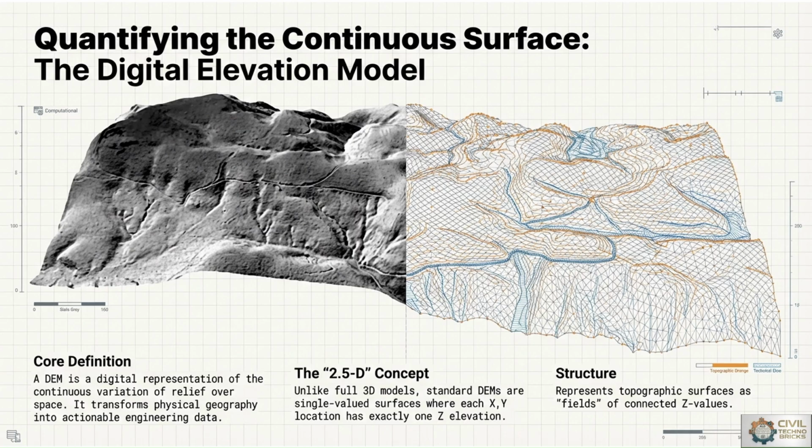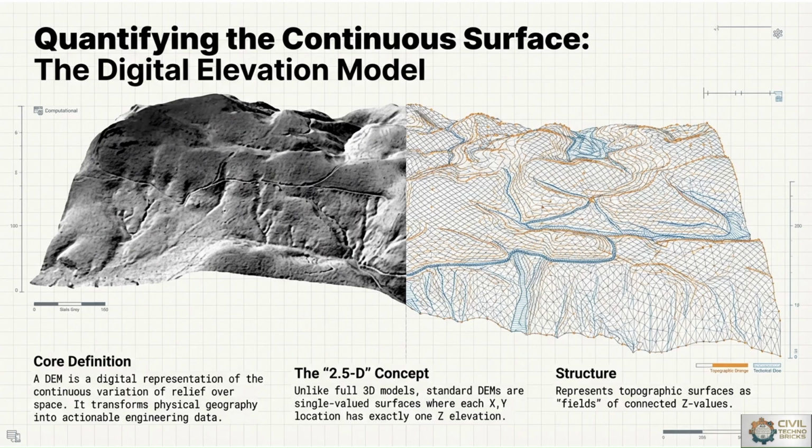Digital elevation model represents the earth's surface elevation in digital form. The objective is to analyze the terrain characteristics. So a digital elevation model is a digital representation of the continuous variation of relief over space. It transforms physical geography into actionable engineering data. The derivatives include the slope, aspect and contour maps with the 3D representation of terrain.